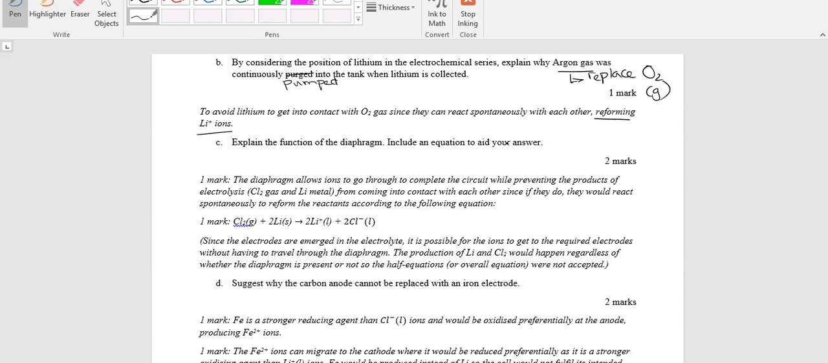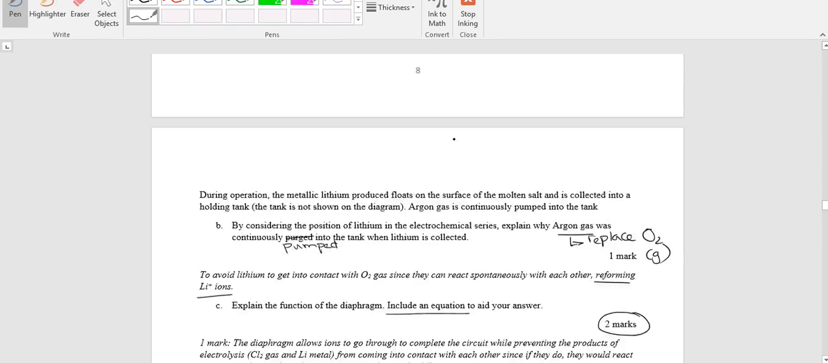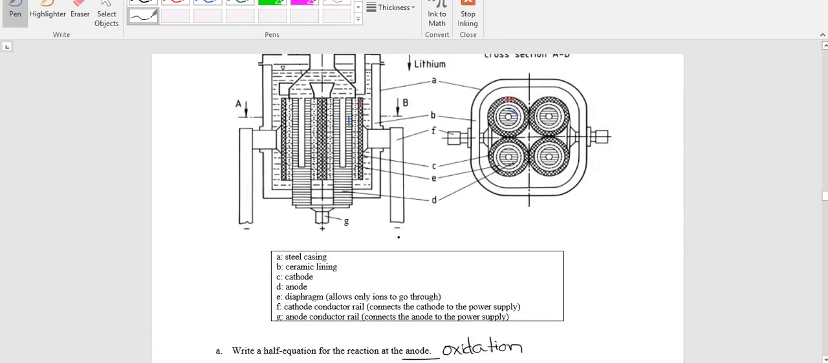Part C, explain the function of the diaphragm. Include an equation to aid your answer. Now, this is a 2-marker. And I think some people missed the equation. Some people wrote an equation that's not balanced or something like that. And yes, you can say that the diaphragm does allow ions to go through. And some people mentioned that it will allow ions to go through to balance the circuit.